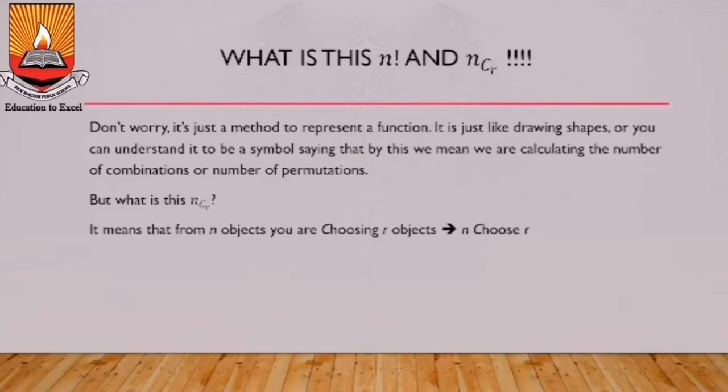But what is n, what is r? So n is the number of objects you have. So out of n objects, you need to choose r objects. So you had 4 letters that time, right? And you needed to choose 2 of them.